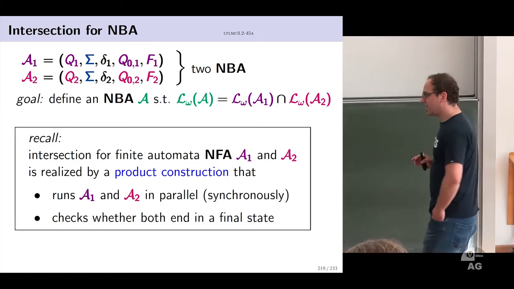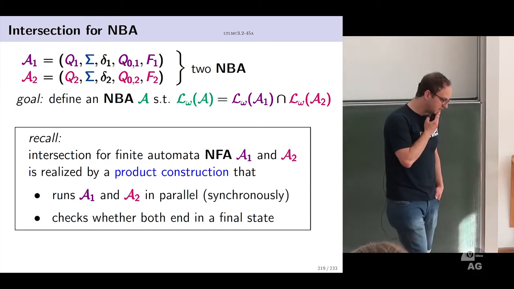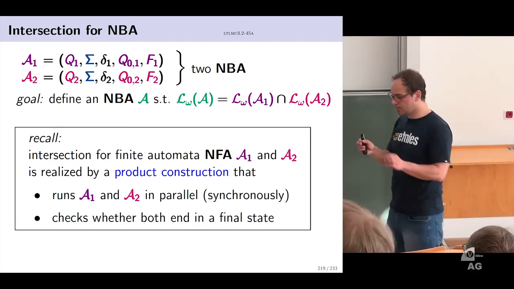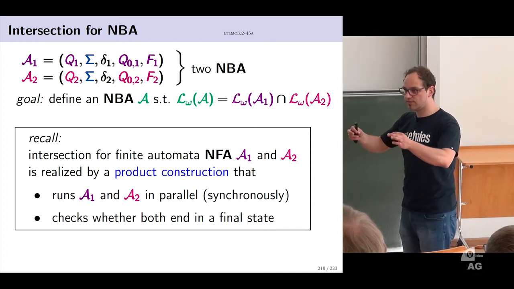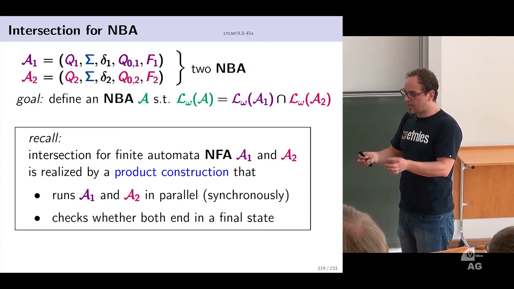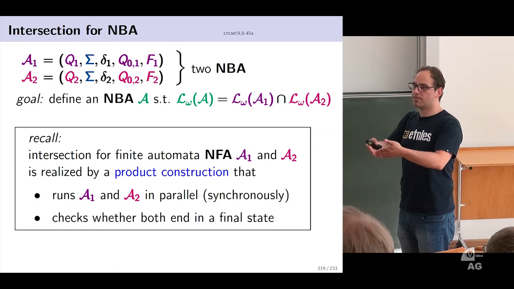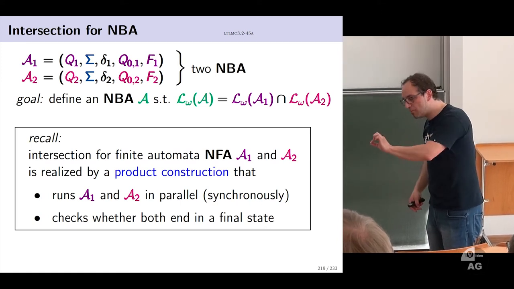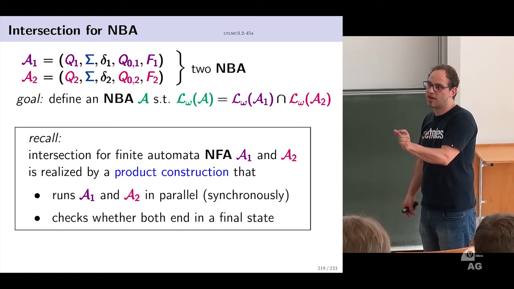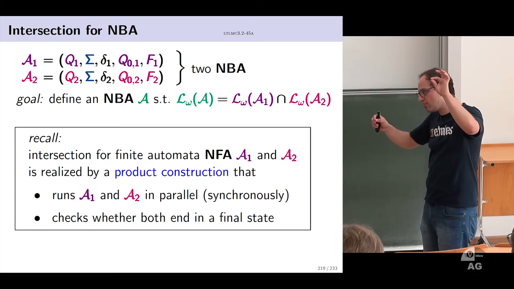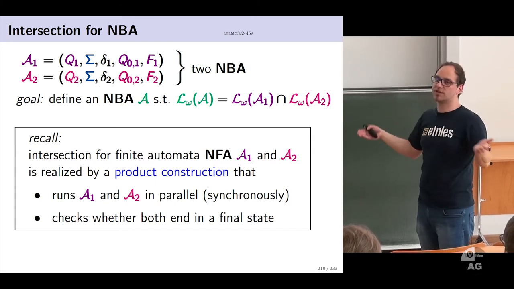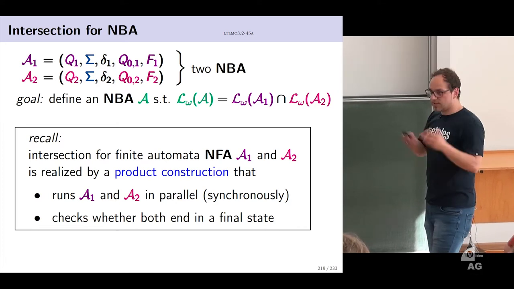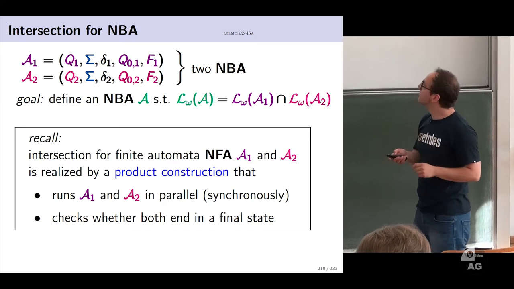And I hope you also vaguely remember from courses on automata theory that if you want to do the very same thing on non-deterministic finite automata, what you do is you essentially let the automata run in parallel. So they need to take all the steps synchronously. And you make a state accepting in this product construction if both components of the automata are in accepting states. Because what does it mean? It means that if you have a run and the automata move in parallel and you come to an accepting state, then both of the automata accept this word, meaning that it's in the intersection, right? Okay, so this was the product construction for NFA, a vague reminder.